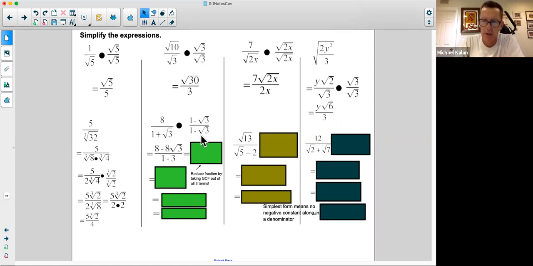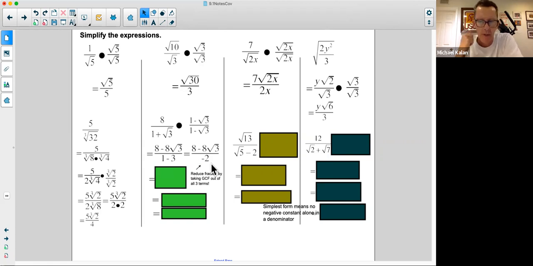Okay. Conjugate binomial, so we know it's going to end up being the first term squared, which is 1, minus the second term squared. What's root 3 times root 3? Yeah, it's 3, so it's 1 minus 3. Now watch what happens when I simplify the denominator, and I get a negative 2.